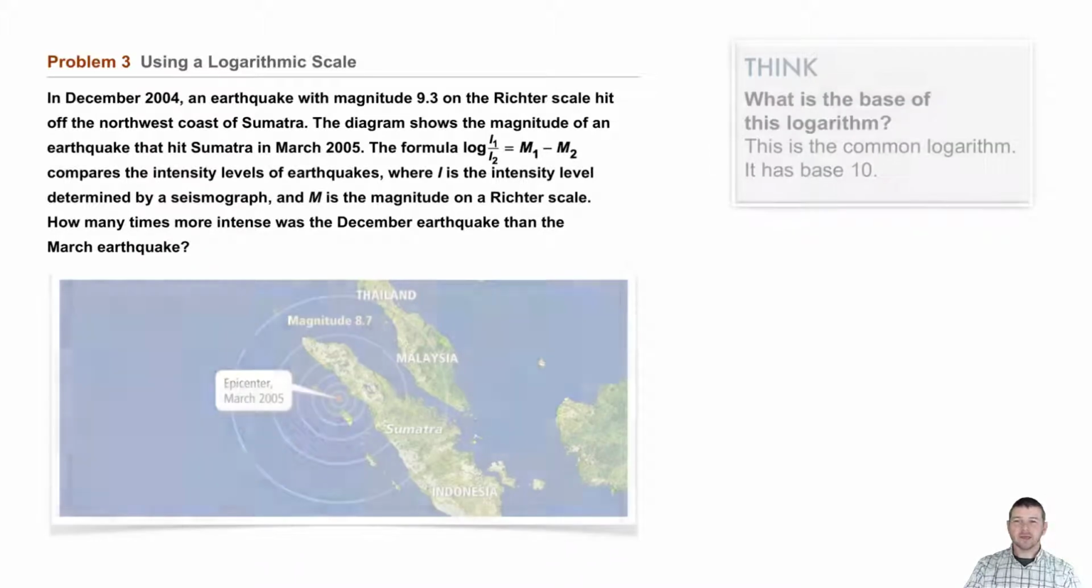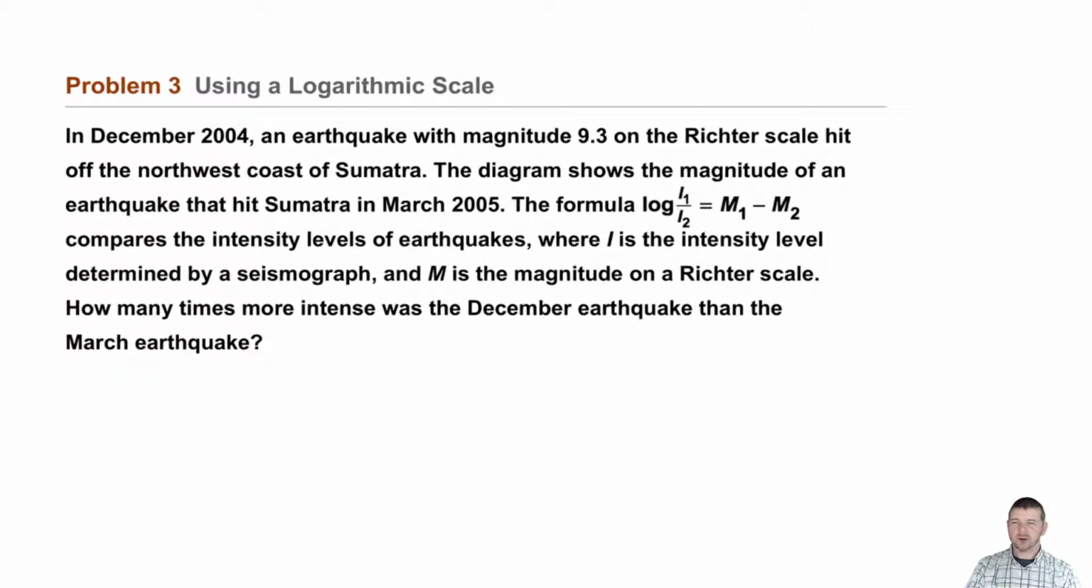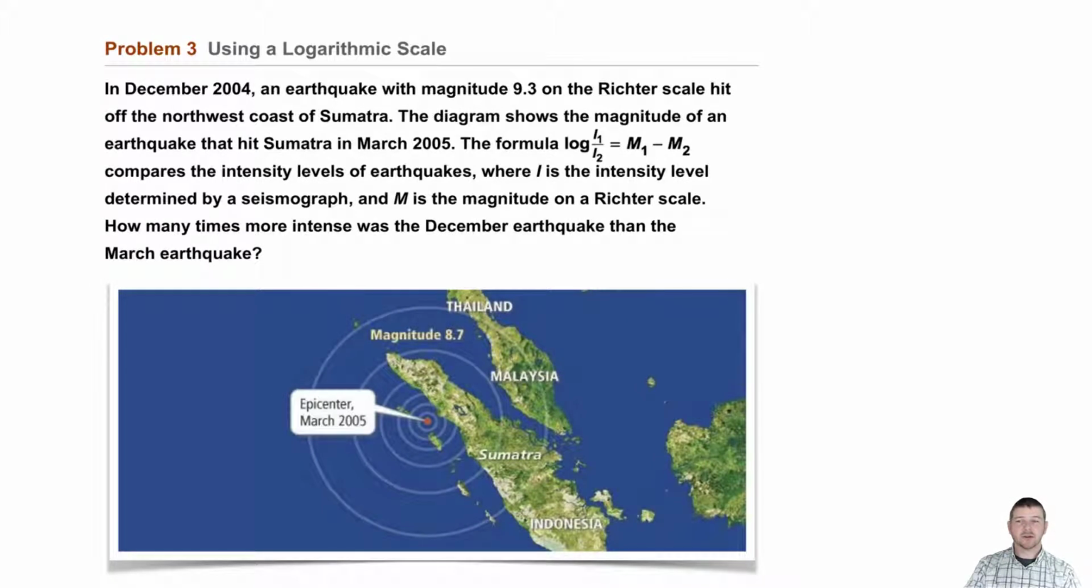Problem 3. Using a logarithmic scale. In December 2004, an earthquake with magnitude 9.3 on the Richter scale hit off the northwest coast of Sumatra. The diagram shows the magnitude of an earthquake that hit Sumatra in March 2005. The formula, log of I sub 1 over I sub 2, equals capital M sub 1 minus capital M sub 2, compares the intensity levels of earthquakes, where I is the intensity level determined by a seismograph, and capital M is the magnitude on a Richter scale. How many times more intense was the December earthquake than the March earthquake?